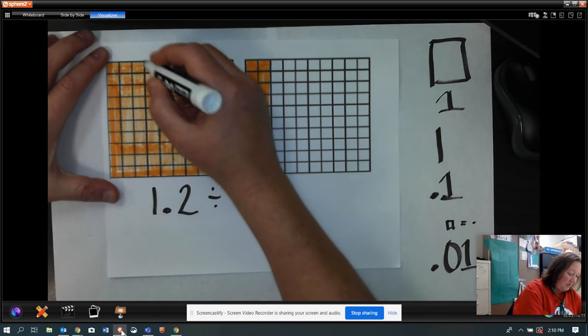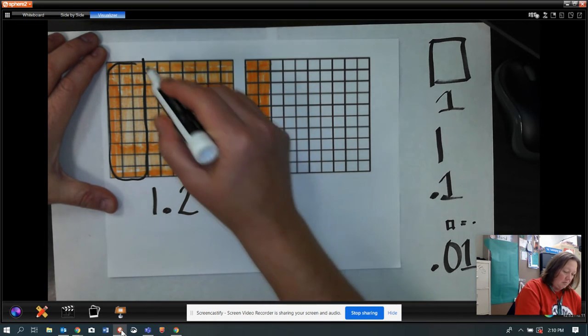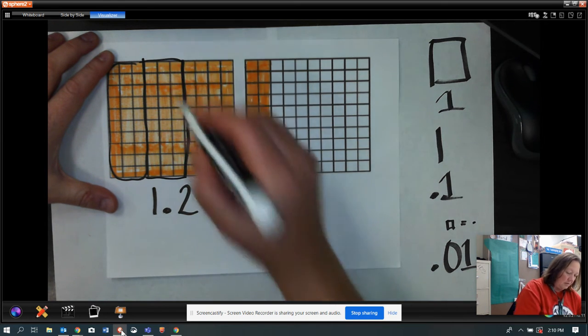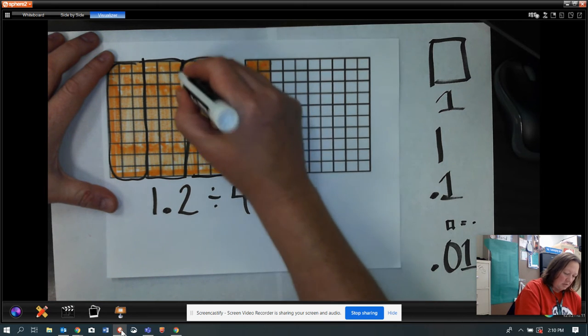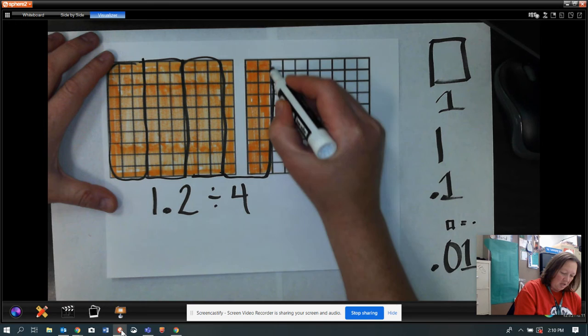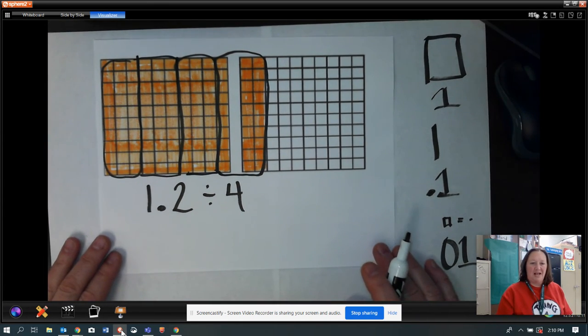1, 2, 3, there's 3/10. 1, 2, 3, there's 3/10. 1, 2, 3, and 1, 2, 3. So I've used them all. I have four groups. They all have 3/10 in it.